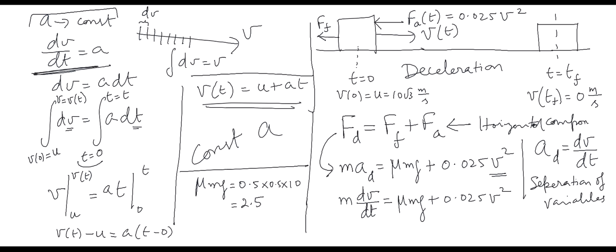So it's the same thing. So we have m dv divided by whatever, mu mg plus 0.025 v square, because these are all related to the v. The other side will be simply our dt. You're okay with this? Yes, sir.